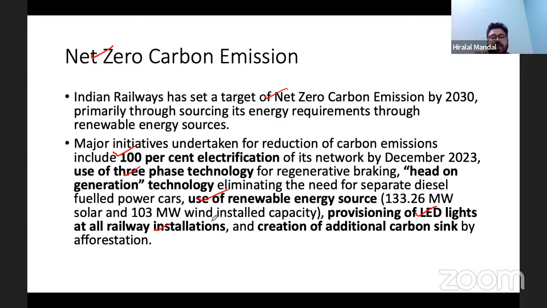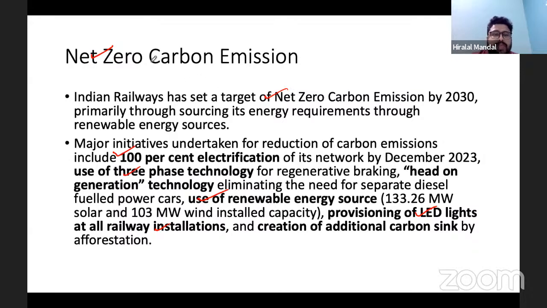It also has various lands, so it wants to ensure an additional carbon sink by promoting afforestation on the lands it has available. In fact, besides the railway track, it will utilize this land for forestation. So that is how the railways are trying to achieve net zero carbon emission.